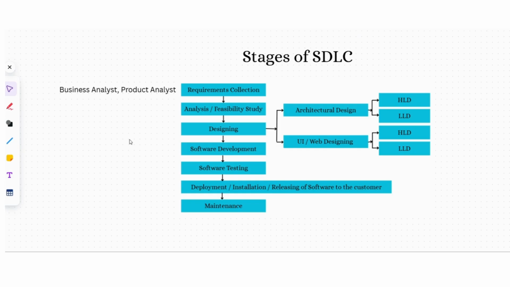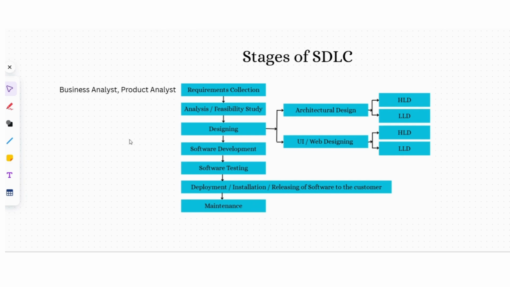Okay, so what will be the job of the business analyst and the product analyst? Their job is to communicate with the client, understand what they need, and prepare a clear list of the requirements the client wants from the software.